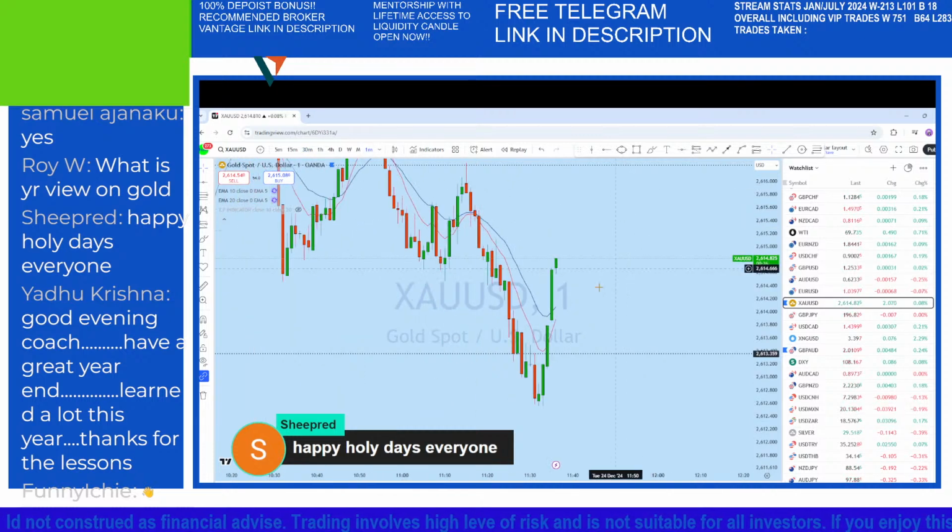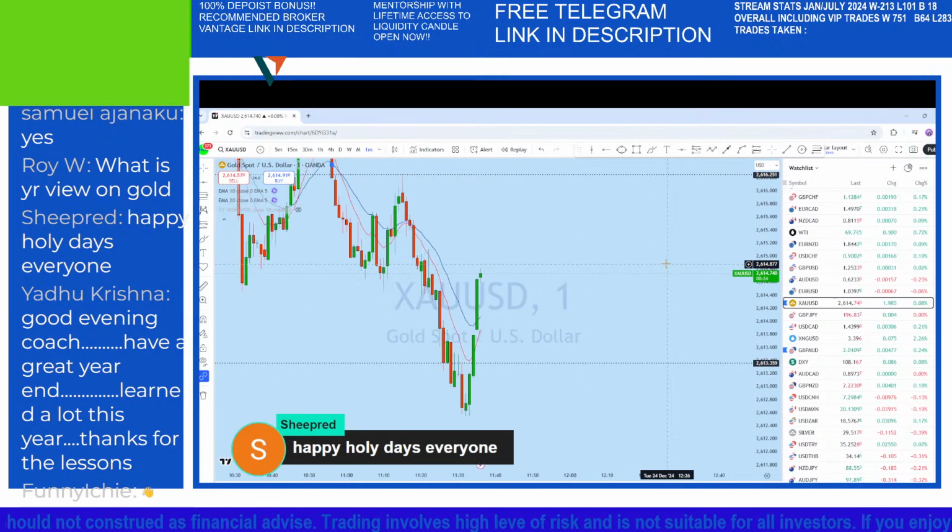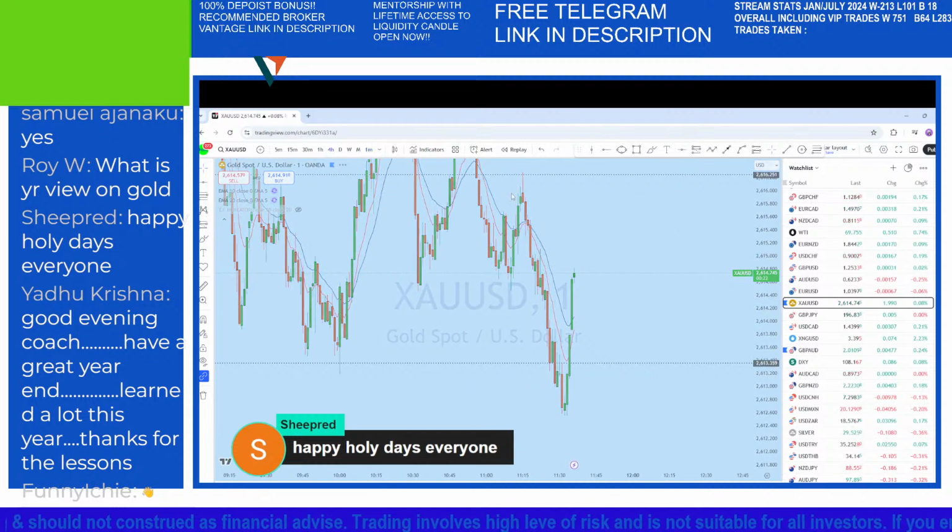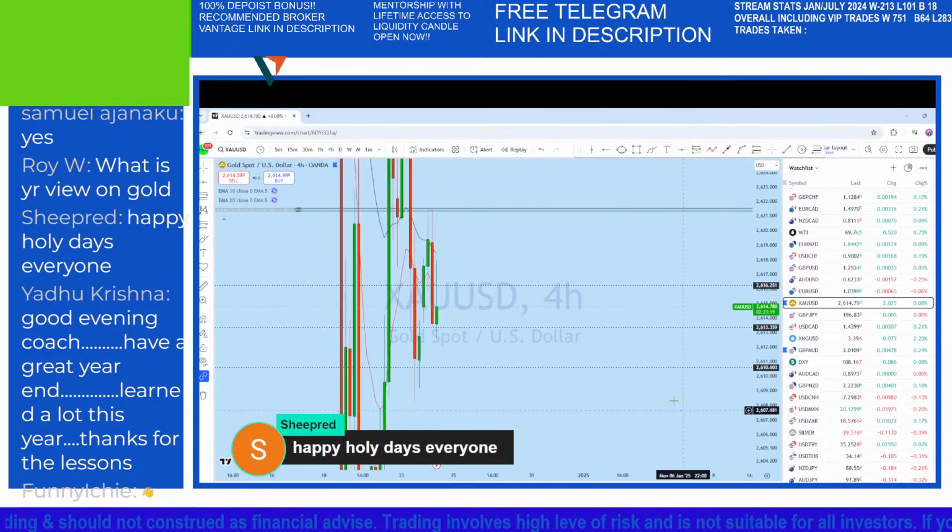Some bounce here short term. This is the 1 minute chart. Okay, so this bounce now at the moment, let's see if it is creating any opportunity for us.